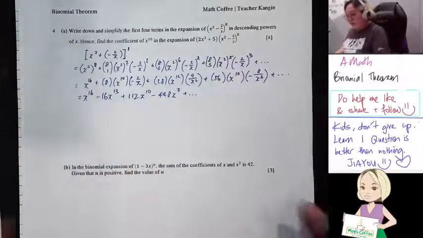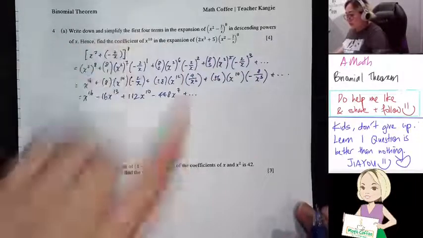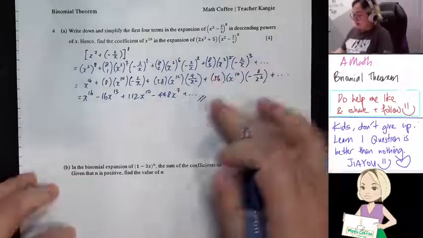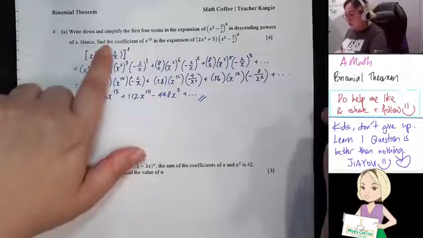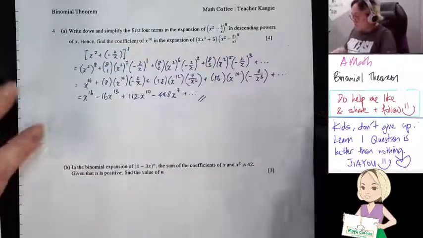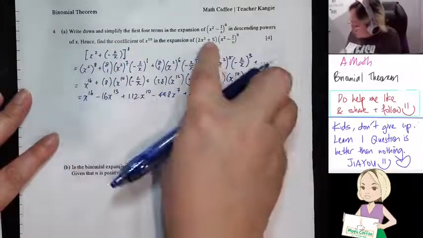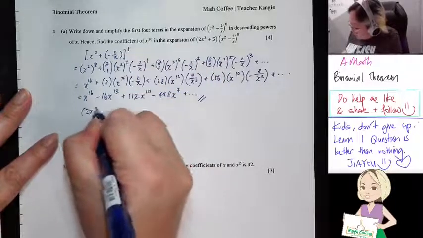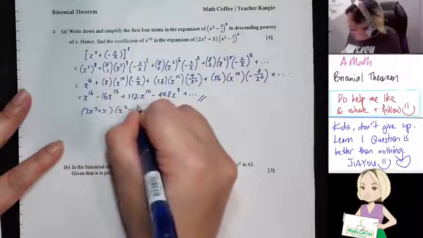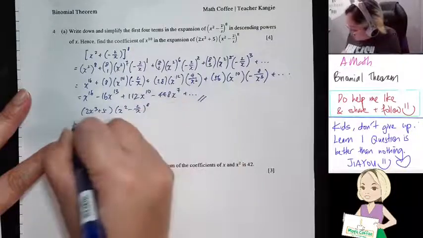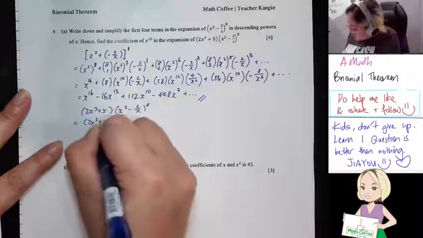So there's two parts. They ask us to write down and simplify the first 4 terms, right? So this is part of the answer that they want. So I put a mark there. Next, they want to know the coefficient of this expansion. So we will write out this one first. So my 2x cubed plus 5, x squared minus 2 over x to the power of 8. We only want the x10.